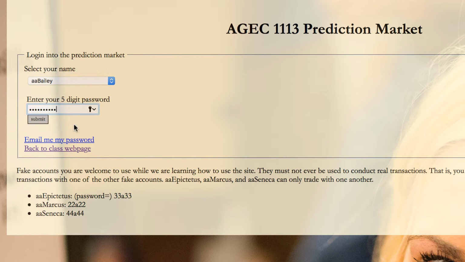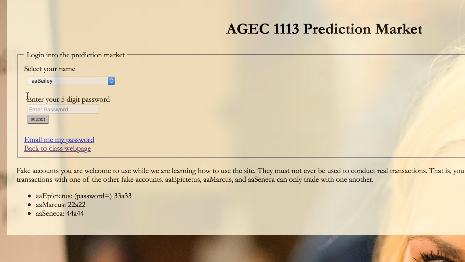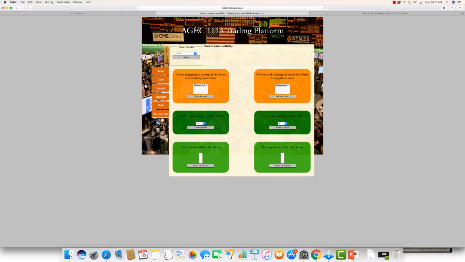And remember, if you want to practice using some fake accounts, you can use these accounts down here. And this is going to log us into the website. You usually don't have this problem, but if you do, just log in again. And that brings us here.